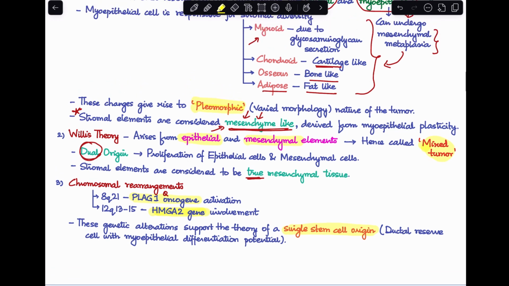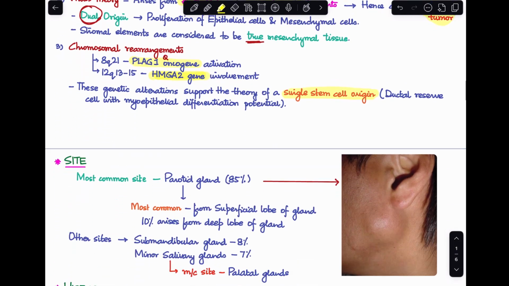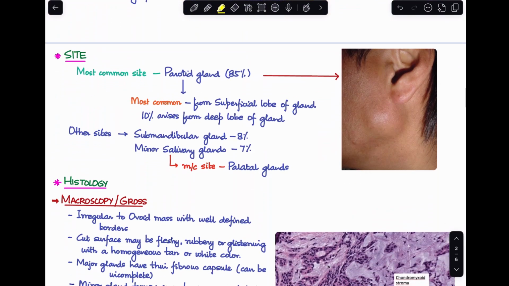So that's all about the histogenesis of pleomorphic adenoma. Now let's look at which are the common glands that it involves. The most common site of involvement in 85 cases of pleomorphic adenoma is the parotid gland. And amongst the parotid gland, the most common site would be the superficial lobe of the parotid gland.